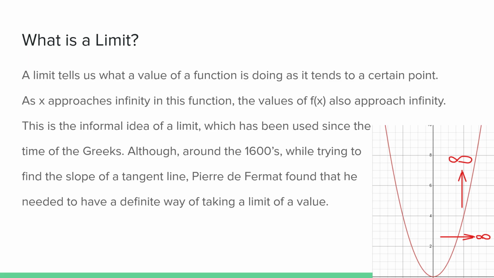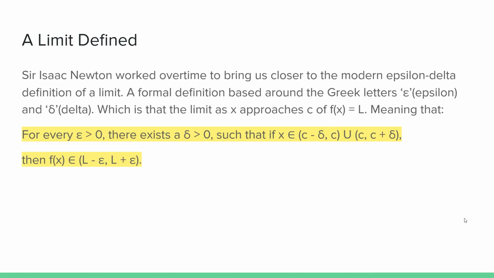It's been used since about the time of the Greeks, although around the 1600s, while trying to find the slope of a tangent line, Pierre de Fermat found that he needed to have a definite way of taking the value of a limit. It was the start of calculus, so they needed a rigorous, mathematically sound way of doing this sort of thing, rather than just looking at it and saying, oh yeah, the limit of this as x approaches 2 equals 2, or equals 4, sorry.